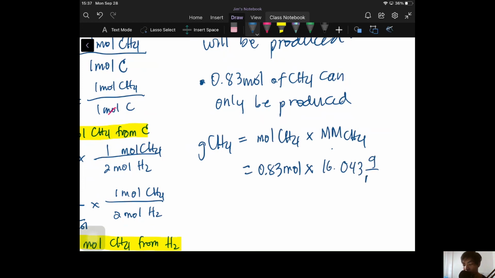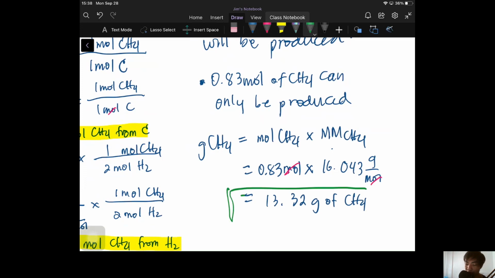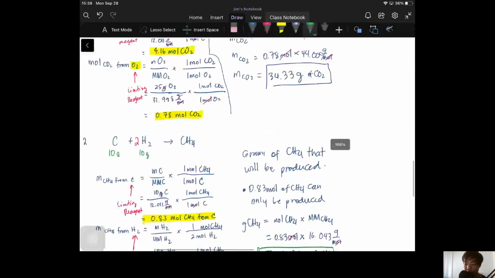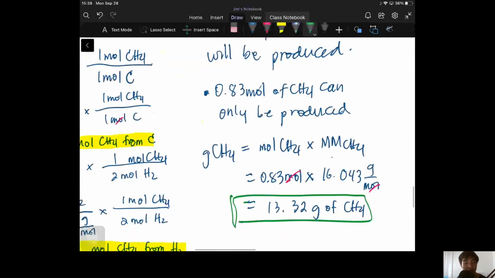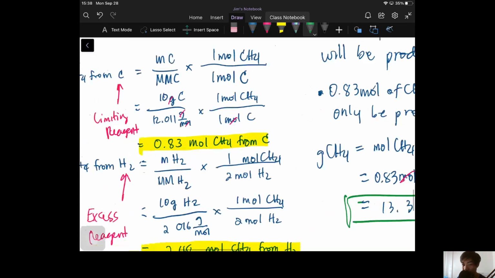16.043 g/mol. Okay. The moles will cancel, giving us 13.32 grams of CH4. Okay, so that is our final answer. So the final answer is that only 13.32 grams of methane will be produced. Nothing more. Hindi na pwede sumobra. Bakit? Ubos na yung carbon. Hanggang dun lang yung kaya niya.